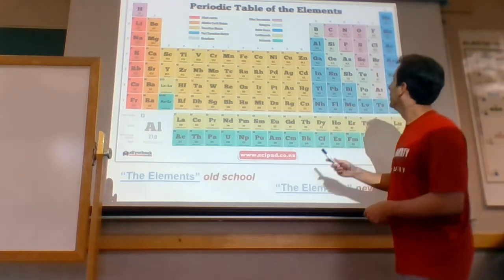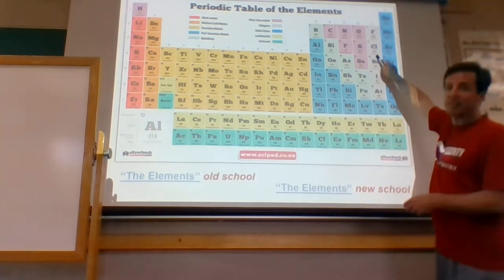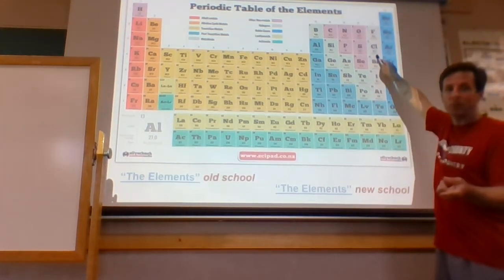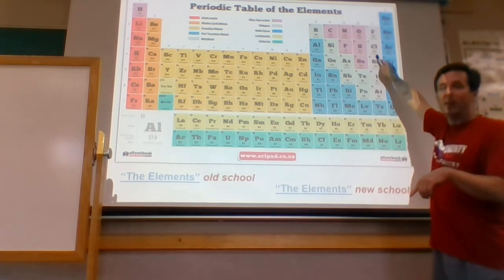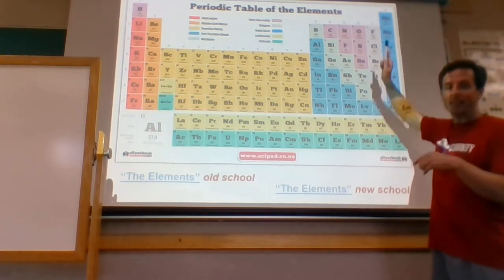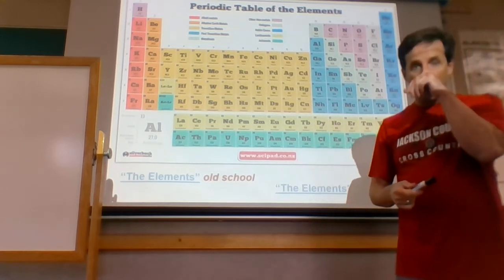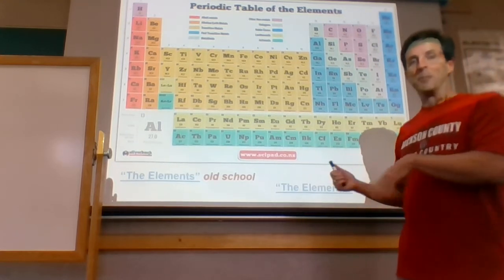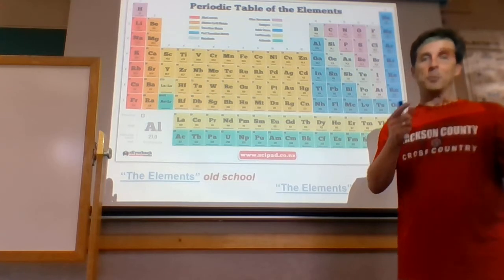Like chlorine has 2 isotopes. One of them weighs 35 AMUs, one of them weighs 37 AMUs. The weighted average is 35.5. Again, that's something we'll get to more in chapter 2, but for now, just know the mass number is the average weight of all the isotopes of an element.